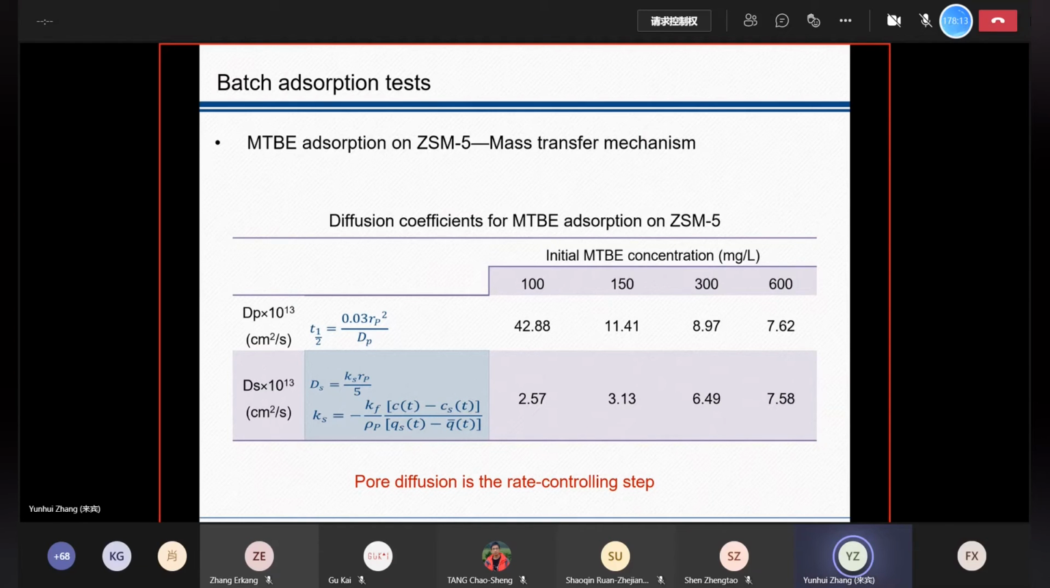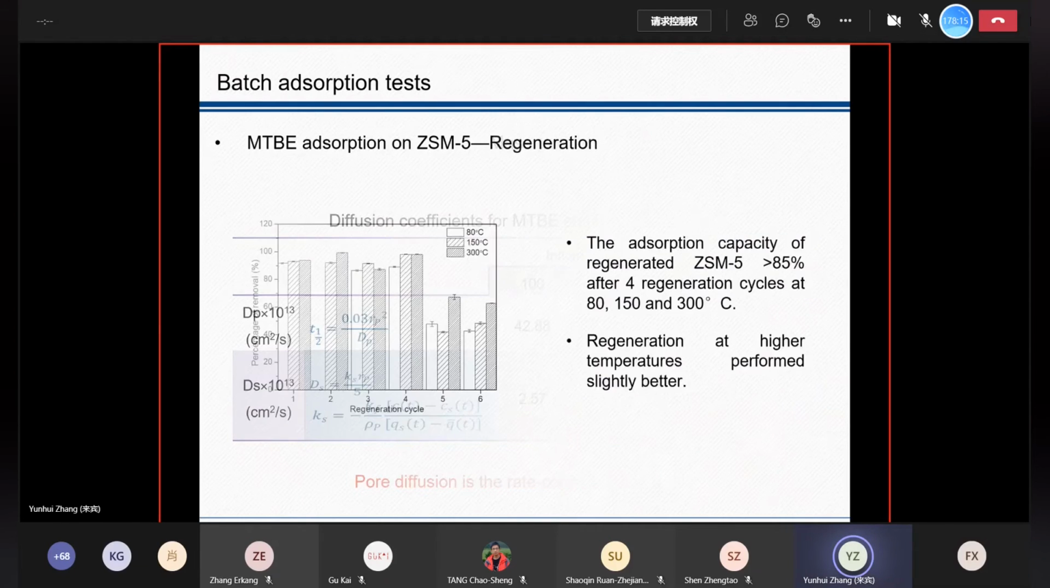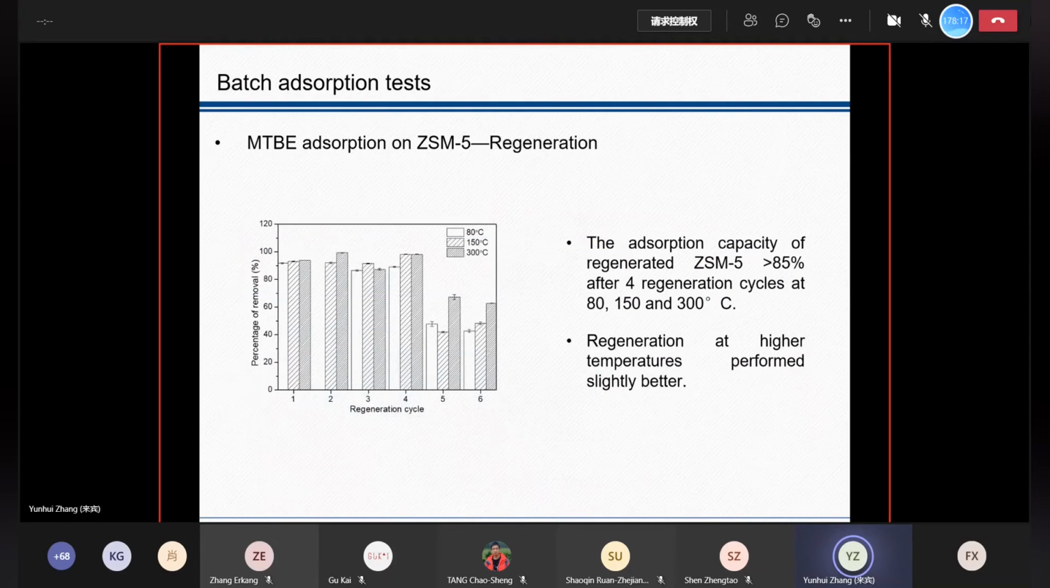We also evaluated the regeneration of the saturated ZSM5, and we used 6 regeneration cycles, and it was found the adsorption capacity of the regenerated ZSM5 remained satisfactory after 4 regeneration cycles.